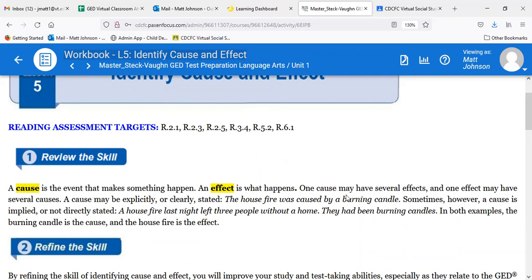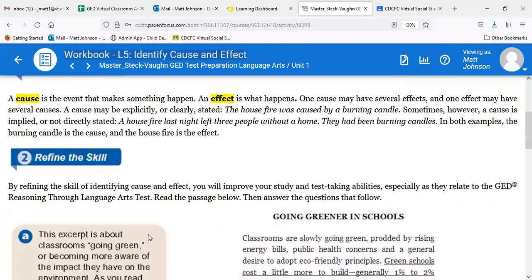The house fire was caused by a burning candle, right? Eliminates any guesswork there. We know exactly what happened. There was a fire. What caused the fire? A burning candle. Sometimes, however, a cause is implied or not directly stated. A house fire last night left 3 people without a home. They had been burning candles. In both examples, the burning candle is the cause and the house fire is the effect. So if you're not as sure, you're just giving details, but the reader can then imply, okay, well, they were burning candles. That is most likely the cause.